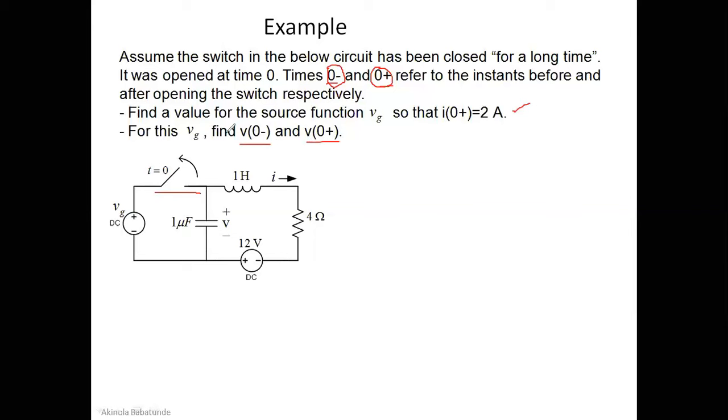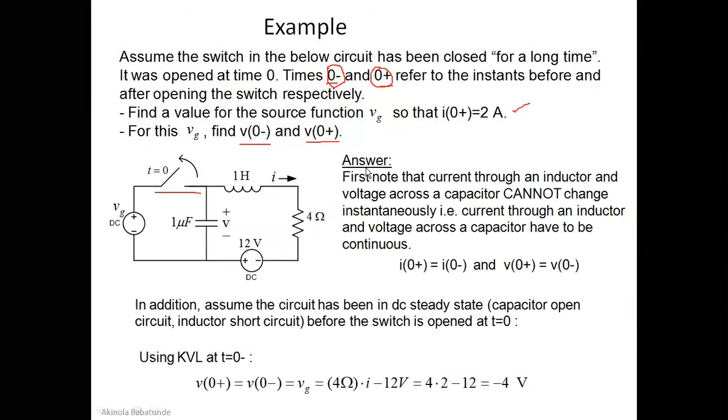So how do we deal with cases like this? Now, I must quickly call your attention to something very critical and important. And here it is. Please pay attention. Current through an inductor and voltages across capacitors cannot change instantaneously. So that simply means current through an inductor and voltage across a capacitor have to be continuous.